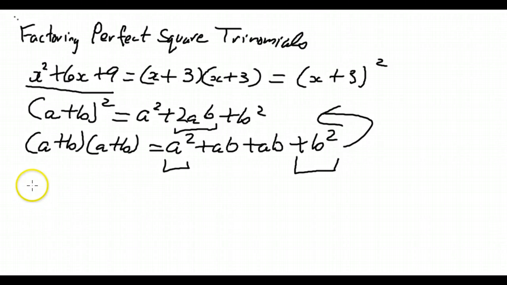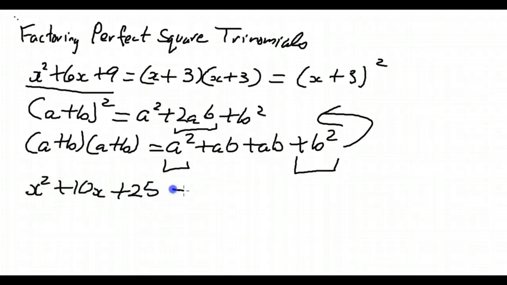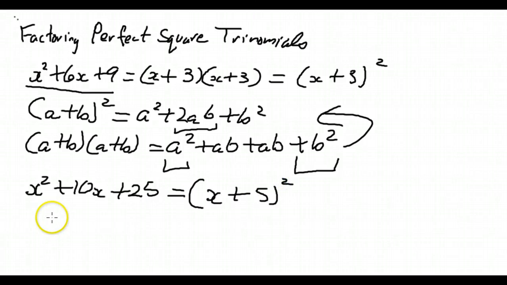So if I have something like x squared plus 10x plus 25, I need to recognize this is a square. Its square root is x. This is a square. Its square root is 5. 5 times x is 5x, doubled is 10x. And so this is a perfect square trinomial, and its factorization is (x plus 5) quantity squared.